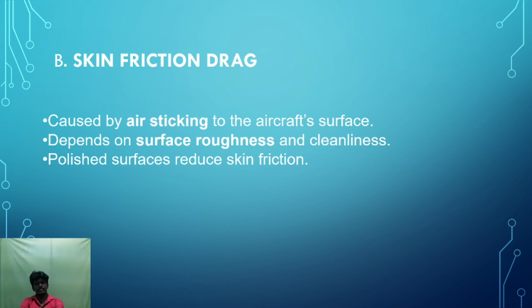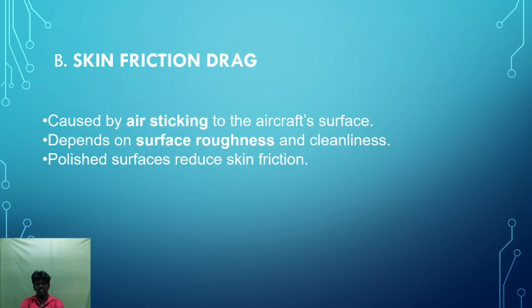Skin friction drag is caused by air striking the aircraft surface due to friction. It depends on surface roughness and cleanliness. If the surface is smooth, skin friction drag will be reduced. If the surface roughness is high, it will create more skin friction drag. It affects the aircraft thrust. A polished surface reduces skin friction.